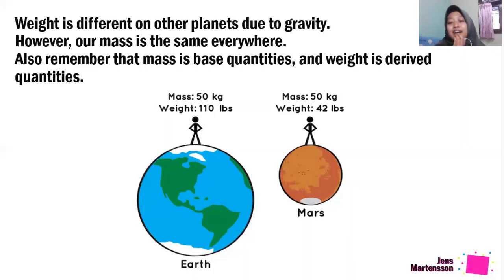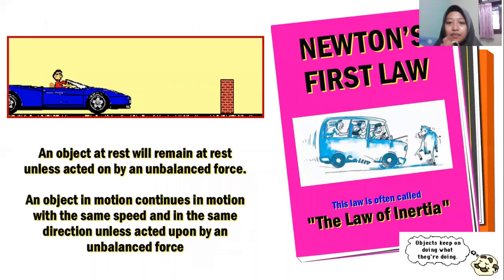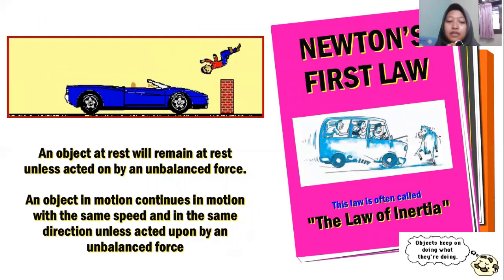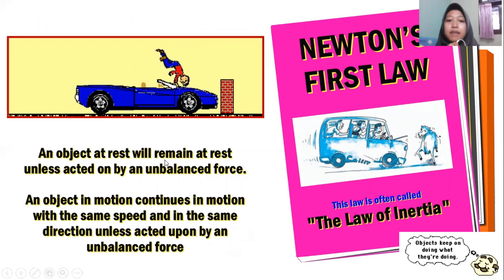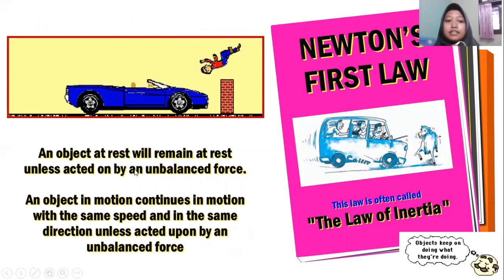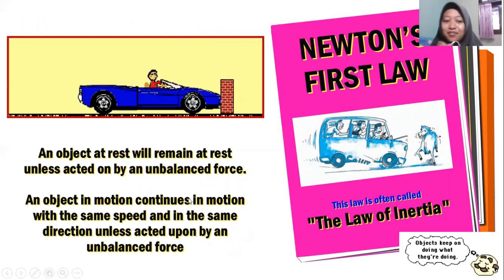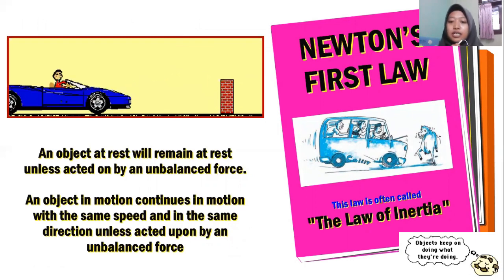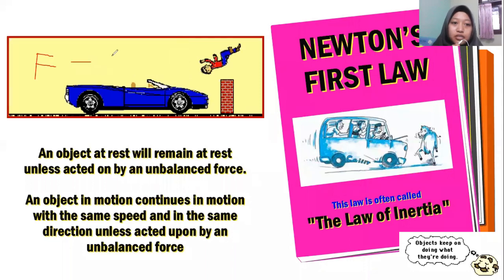Okay, after that, we are going to define Newton's laws in daily life. The first is Newton's first law. Newton's first law is called the law of inertia. An object at rest will remain at rest unless acted on by an unbalanced force. An object in motion continues in motion with the same speed and the same direction unless acted upon by an unbalanced force. It is also written as the net F equals zero.